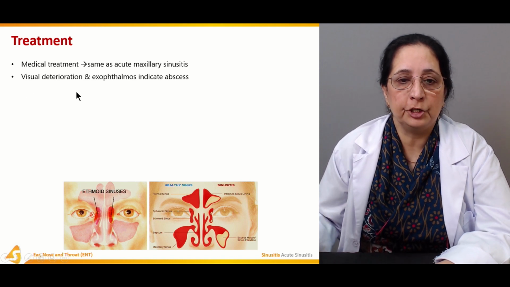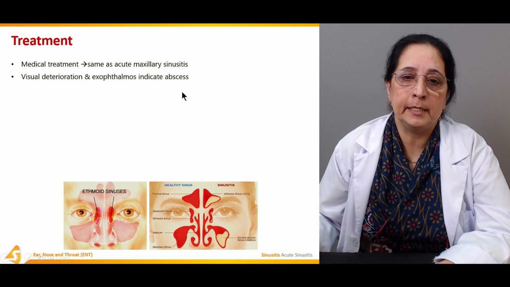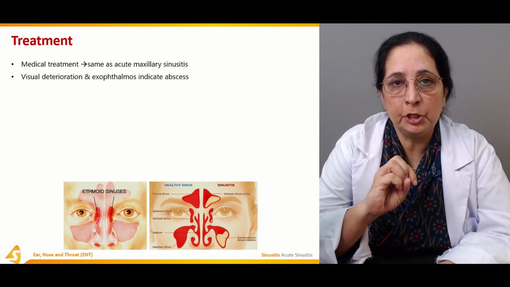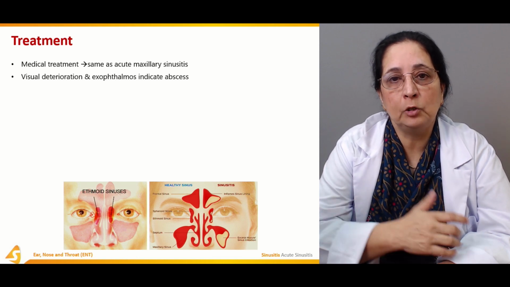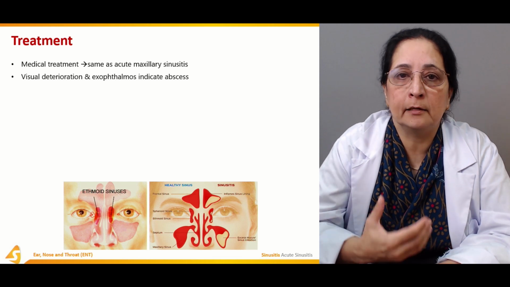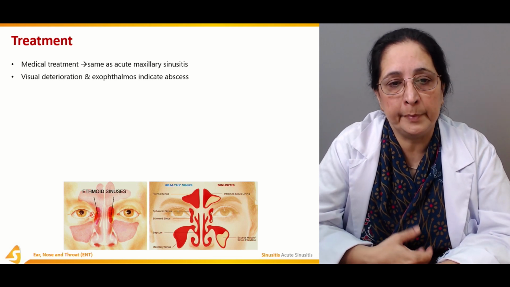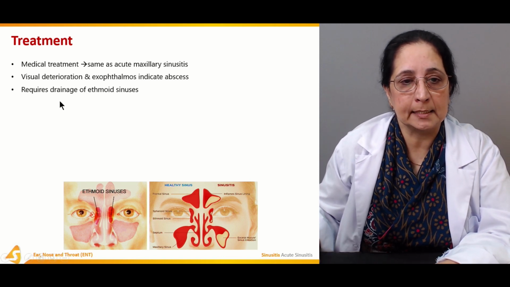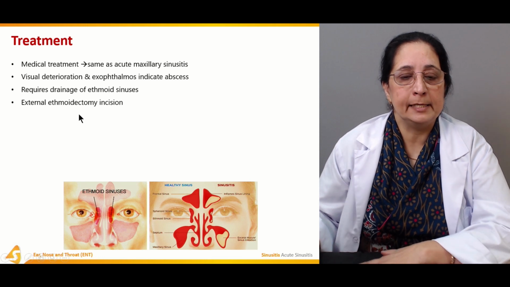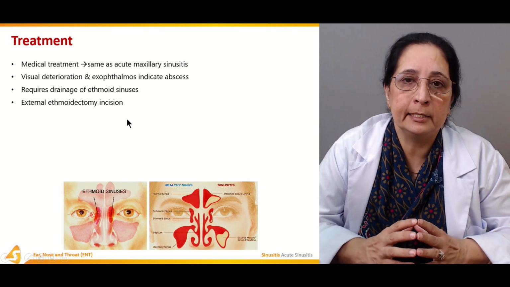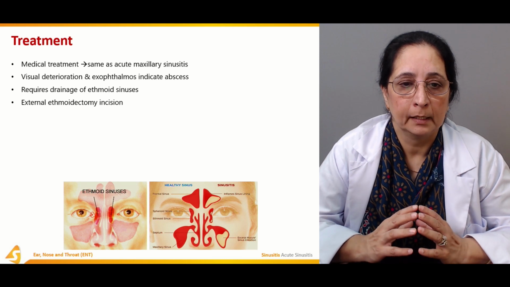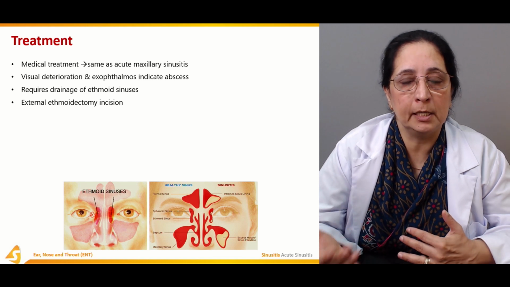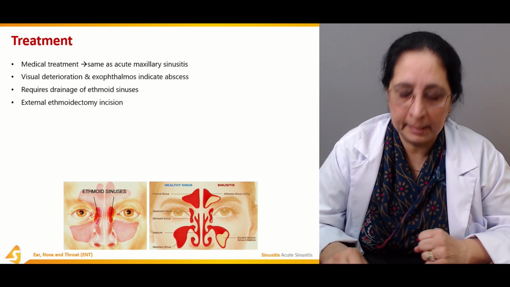Visual deterioration and exophthalmos indicate abscess. So if the eyes are involved, there is bulging of the eyeball and visual disturbance, which indicates the presence of an abscess, or orbital abscess. This requires drainage of the ethmoid sinuses. An external ethmoidectomy incision is given, an external incision, and drainage is done. Ethmoidectomy is the removal of the ethmoid.